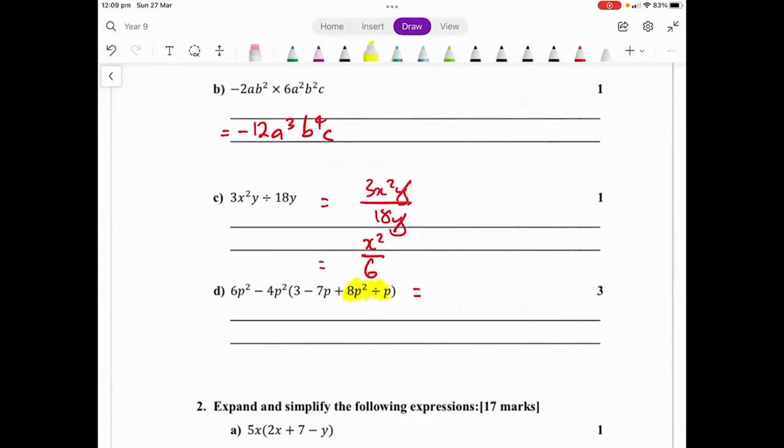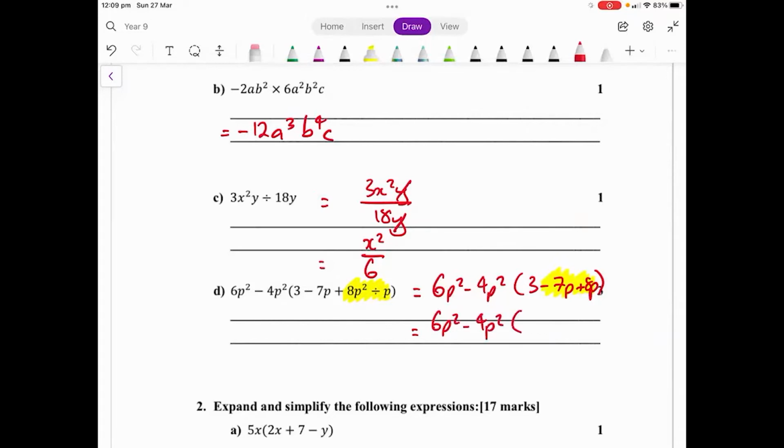Question D is order of operations. So we do inside the brackets first, and we need to do the division first. So 8p squared divided by p is 8p. Everything else is left alone. Then we continue to work inside the brackets, and we can collect those like terms. So minus 7p plus 8p is plus 1p. Everything else we leave alone.